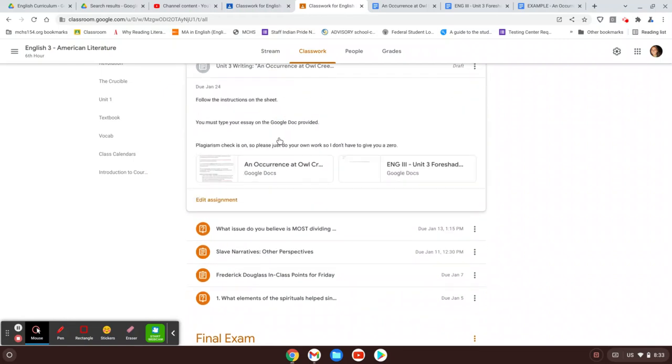So basically, there's an instruction sheet that I attached. So if you're totally lost, this is where you start. And then you need to type your actual essay on the blank Google Doc that I gave you. And part of that is because I did some of the legwork for you and put a header and a heading and a title on there.